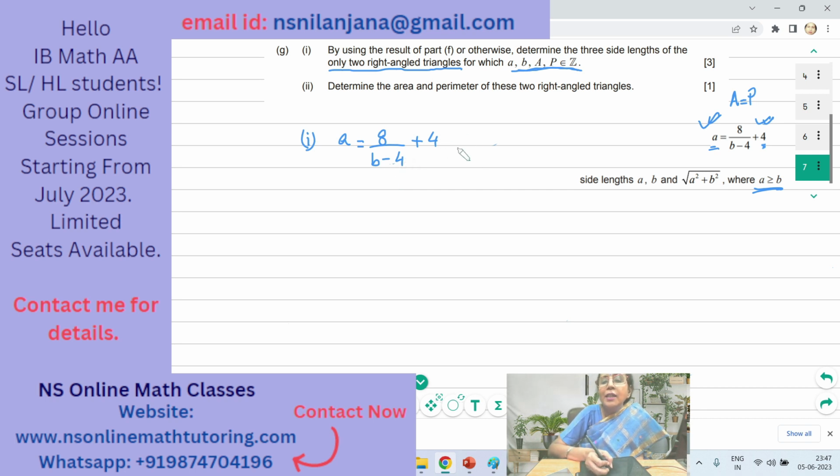Now, since A is the length of one of the sides of the right triangle, this should be greater than 0. No doubt about that. Now, when can A be greater than 0? When this plus 4 is greater than 0. If 8 over (B minus 4) is a positive number, then of course positive plus positive will be a positive number. So A will be greater than 0, definitely.